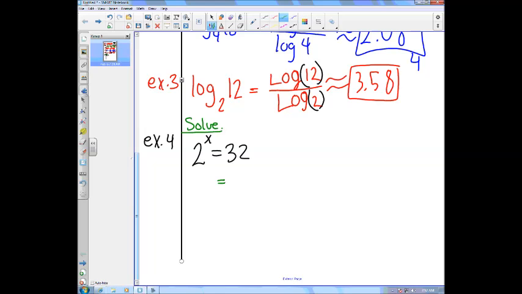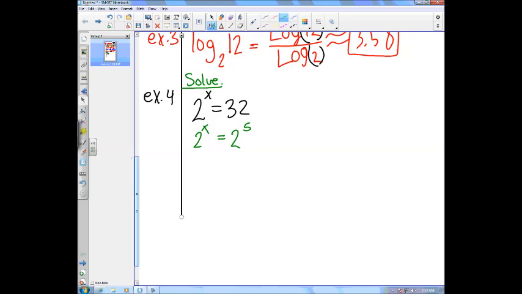What would be a common base for 2 and 32? 2. How many 2's does it take to get to 32? 16, are you sure? Because remember, this is exponents. 2 times 2 is 4, times 2 is 8, times 2 is 16, times 2 is 32. So 32 is equivalent to 2 to the 5th power, correct? And we learned before, if their bases are equal, then their exponents are equal. So therefore, x equals 5. Is that what you got?